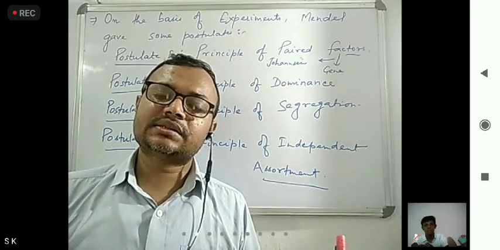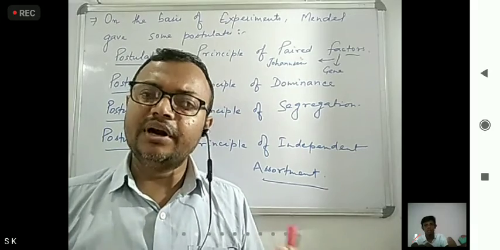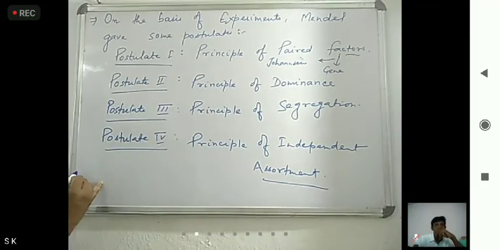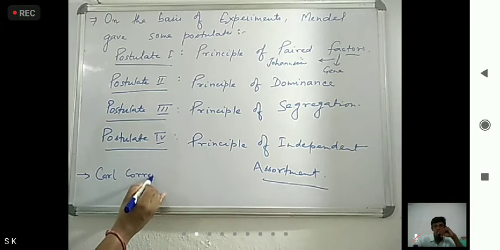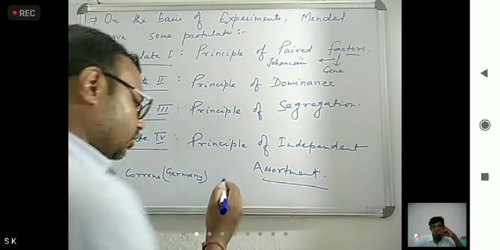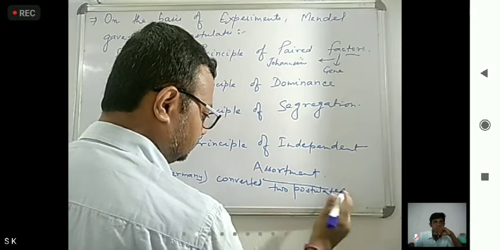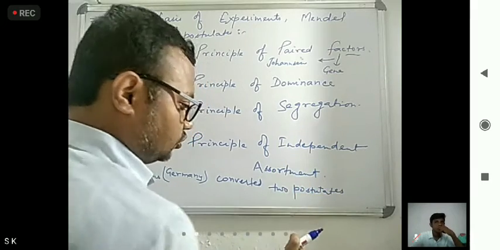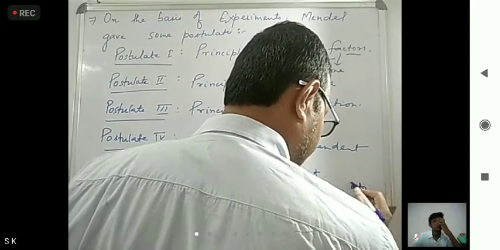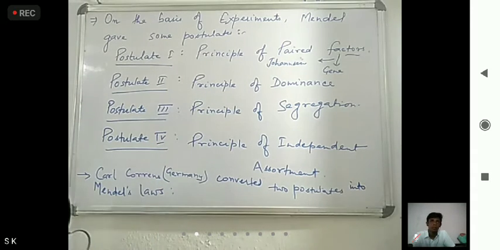Okay, and Correns, what has he done? Correns was there, and Correns rediscovered Mendel's work. We will see that. So Correns converted 2 postulates into law, or we can say into Mendel's laws. Karl Correns was a German scientist, from Germany.